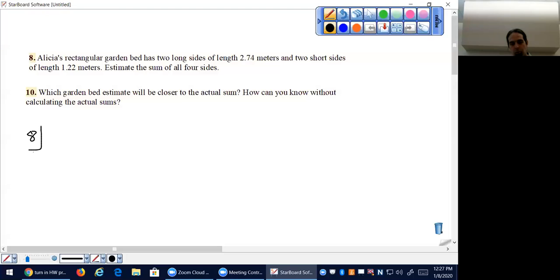Okay, so for number 8, how should we round this? What kind of estimating should we do? I rounded it to 3 and then 1. You rounded it to 3 and 1. Okay, so you made a picture that was 1, 3, 3, 1. Okay, so add up all of those. And we get the sum is 8, and this is meters.